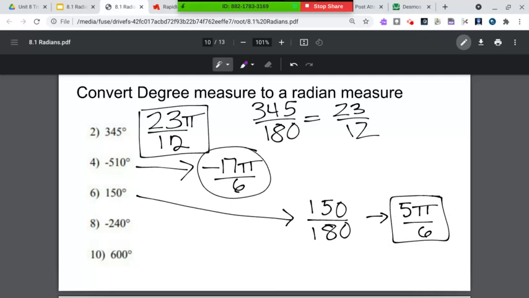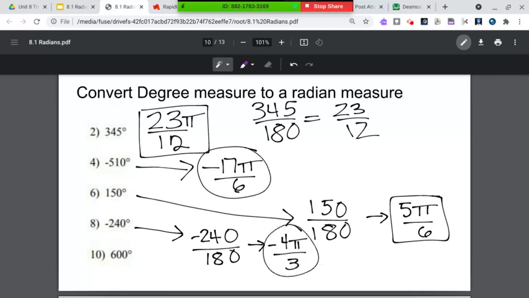Negative 240. Probably do this one in our head as well. Take negative 240, put it over 180. Simplify it. The zeros cancel. Negative 24 over 18. We divide by 6. Negative 4 pi over 3. Always radian measures in terms of pi unless it just says radian. And then there's no pi there.